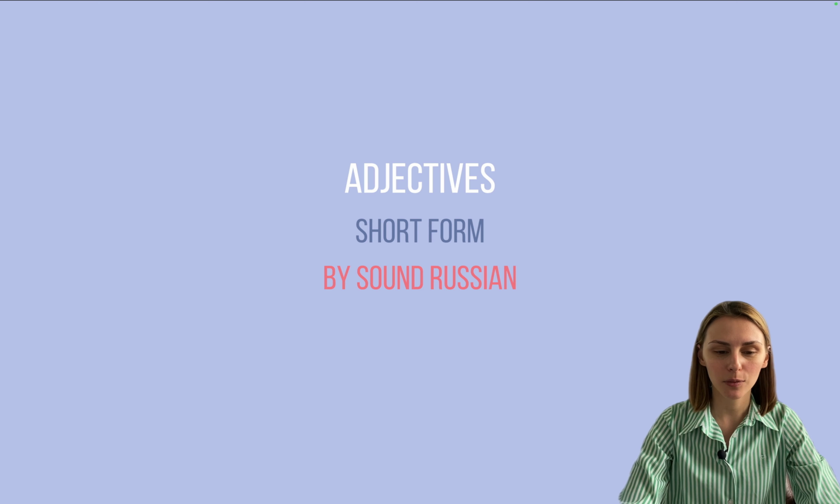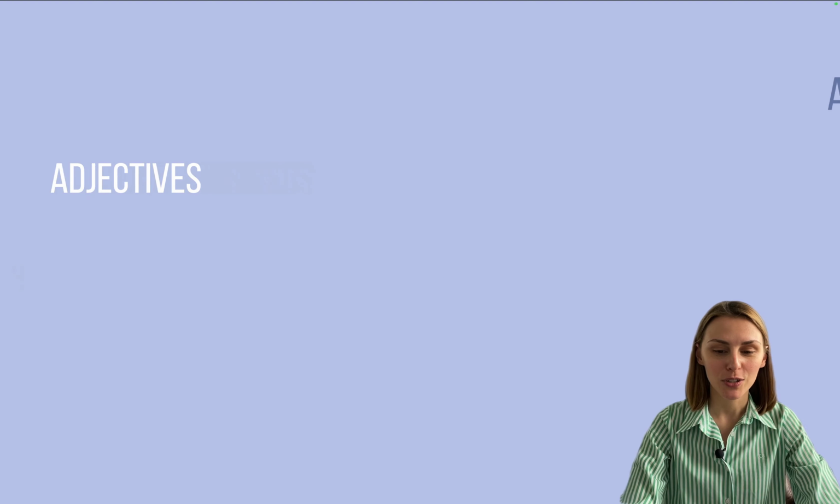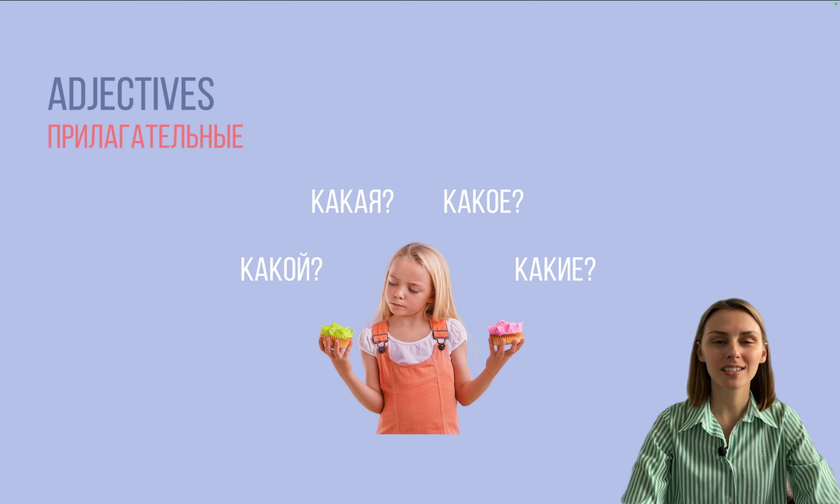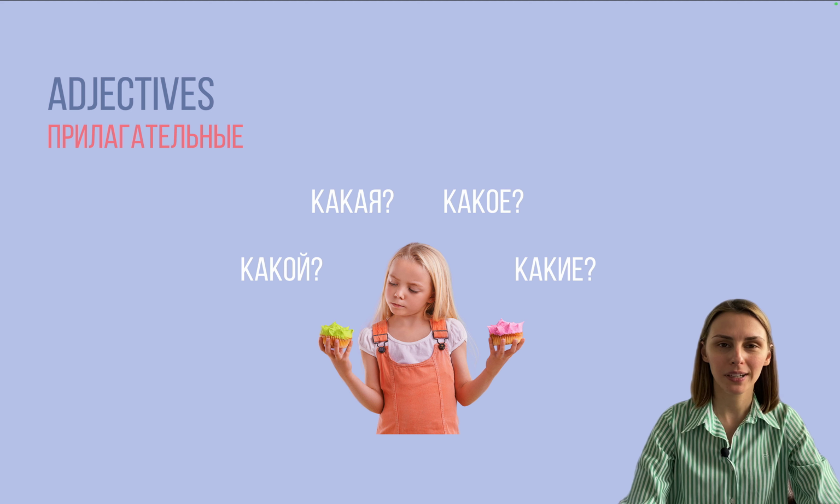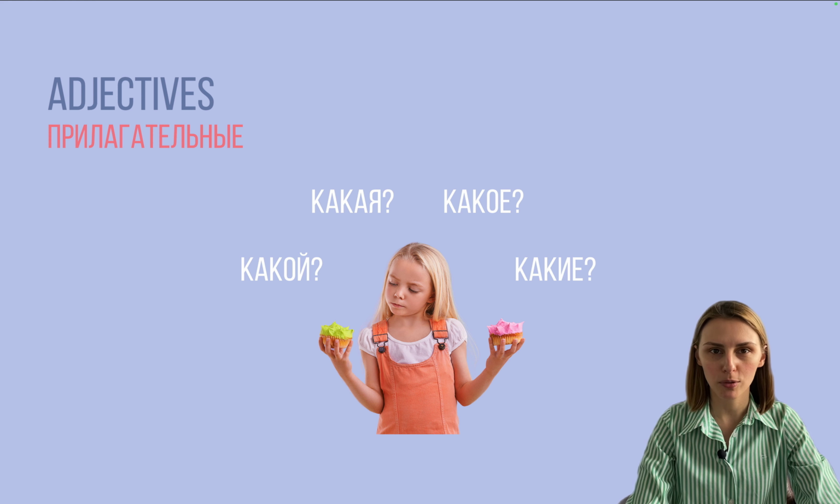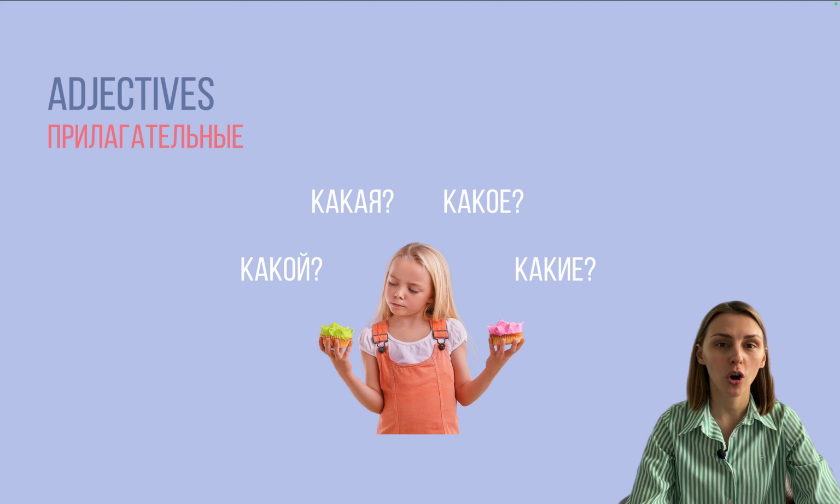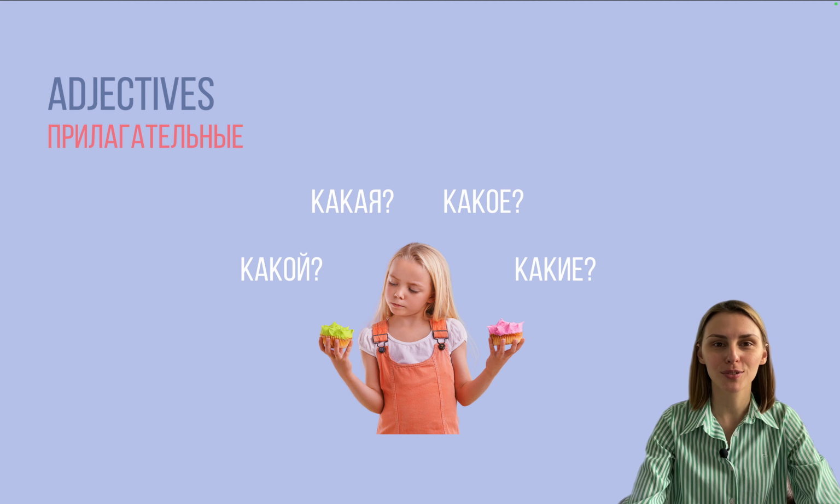And in today's lesson we will talk about adjectives and specifically short forms of adjectives. So to begin with, what are adjectives or прилагательные? In Russian it's called прилагательные. Прилагательные or adjectives are words that describe an object. These words give characteristics of objects, of people, depending on what word you use adjectives with.